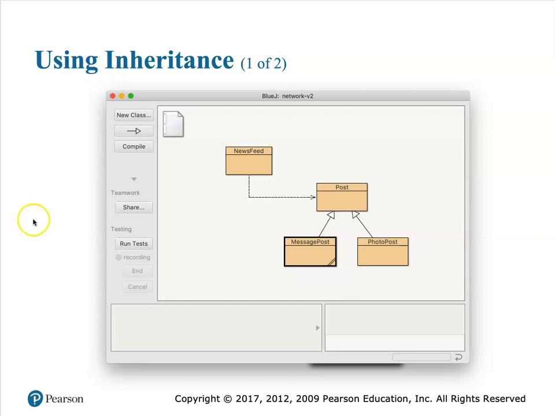We can see that newsfeed still has a requirement. That requirement now is for this post class, and then we have this relationship between message post and post, and this relationship between photo post and post. And so this is what we're going to be looking at: how these classes can be restructured.